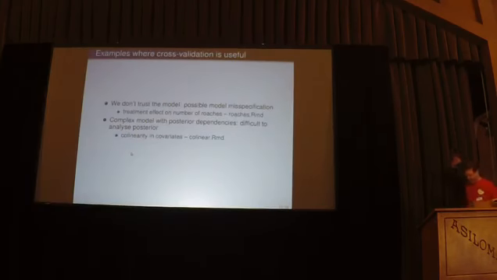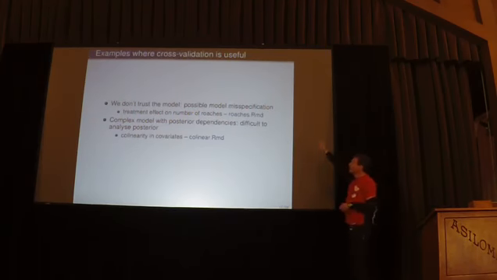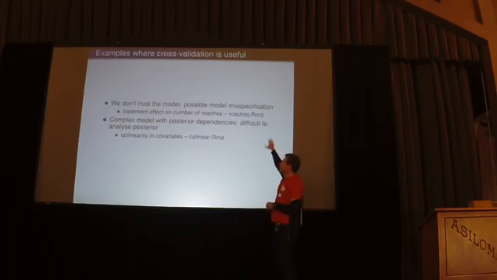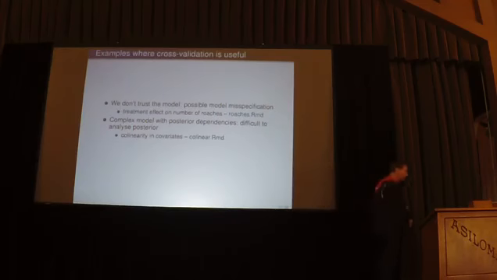Another case is that even if we don't have model misspecification, with a complex model there can be posterior dependencies, and it can be difficult to analyze the posterior. So we look at the collinearity in coverage.